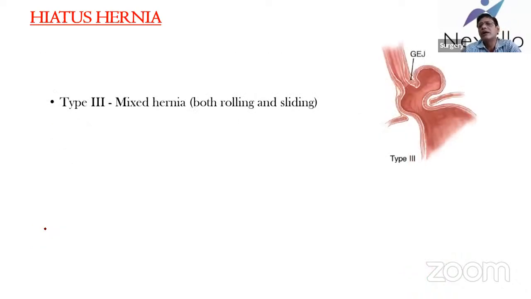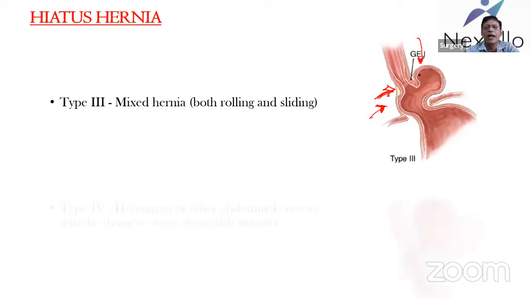This type 3 hiatal hernia is the mixed hernia, which has components both of the sliding type and also of the rolling type. So you can see that the gastroesophageal junction has been pulled up over here and the upper part of the stomach has also rolled up into the thoracic cavity. So this is the type 3.